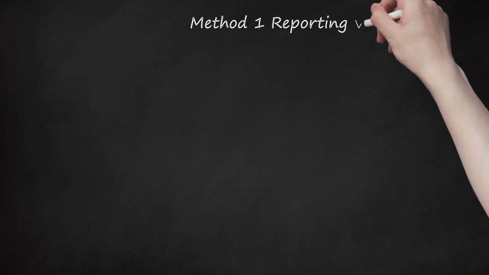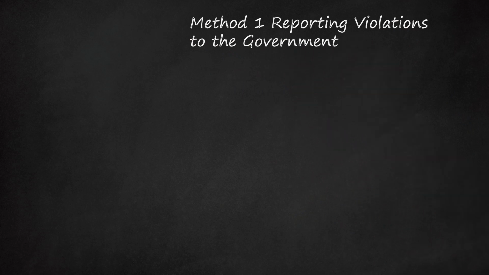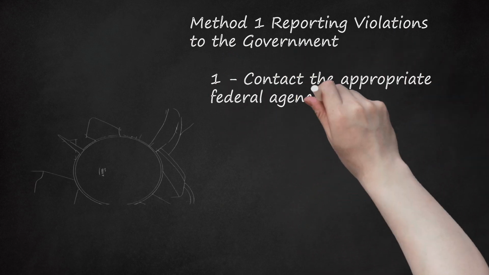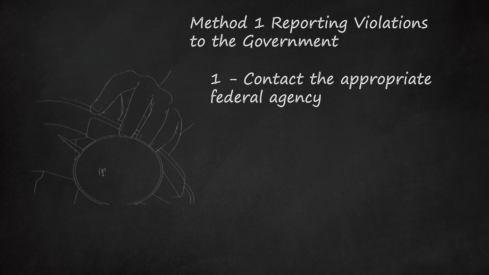Method 1: Reporting violations to the government. 1. Contact the appropriate federal agency. Certain federal agencies such as the Department of Justice help enforce human rights law and prosecute human rights violations. For example, USAID provides human rights assistance around the world, as well as humanitarian aid and development assistance in foreign countries. This assistance may be tied to respect for certain basic human rights.